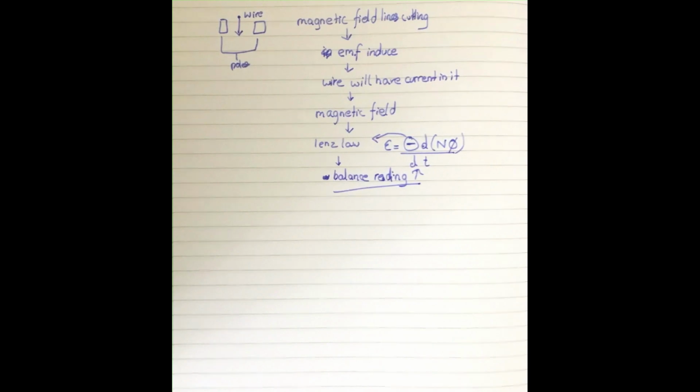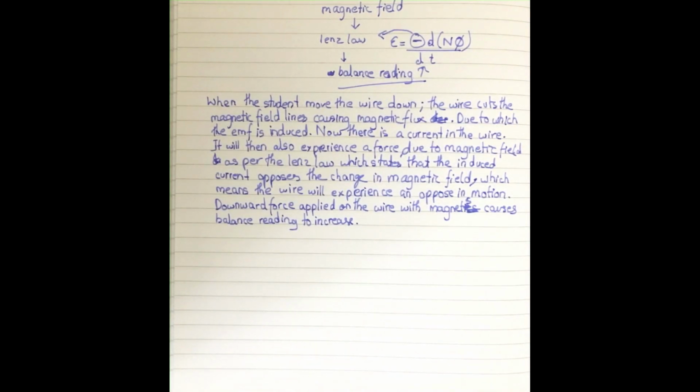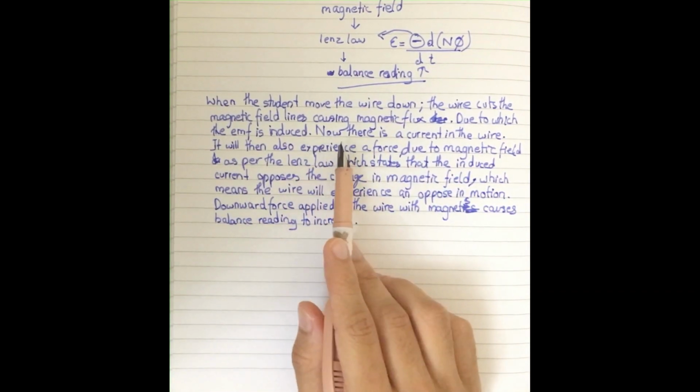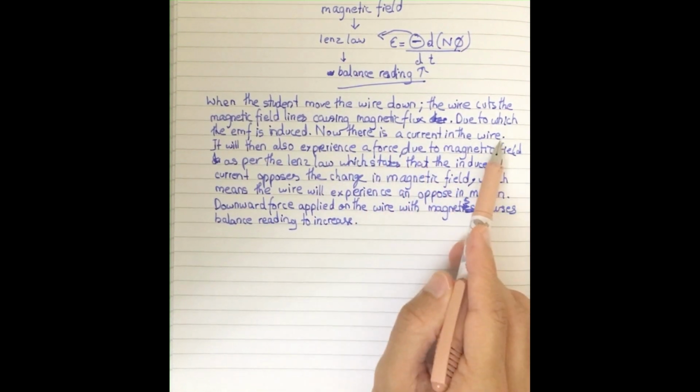Okay, so I have written the sentence over here. When the student moves the wire down, the wire cuts the magnetic field lines, causing a change in magnetic flux, due to which the EMF is induced. Now there is a current in the wire.